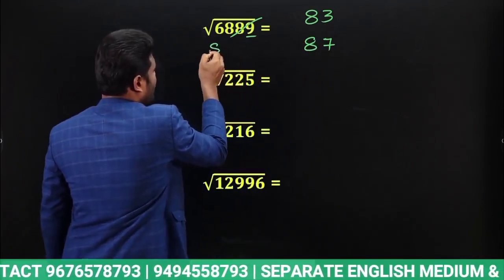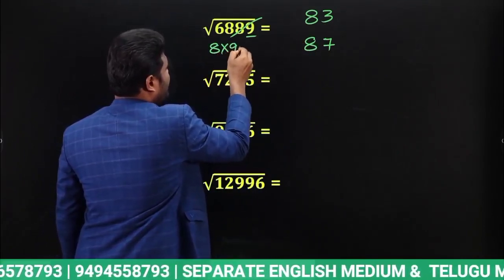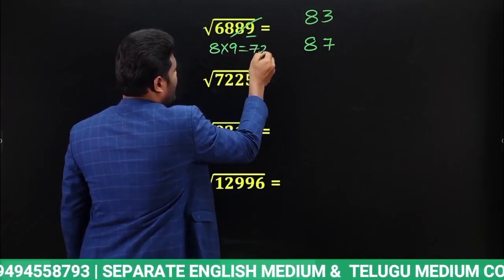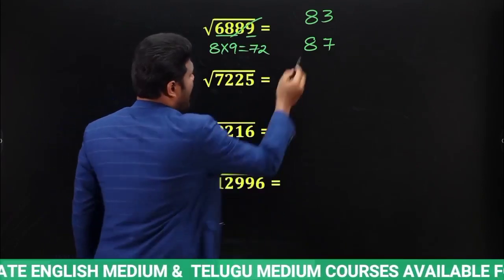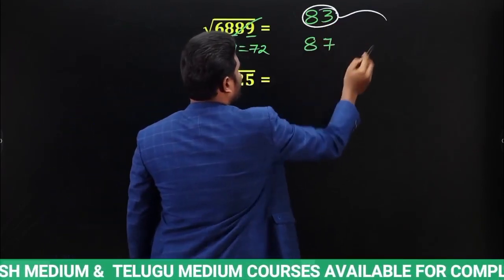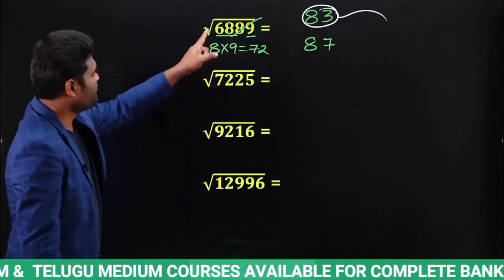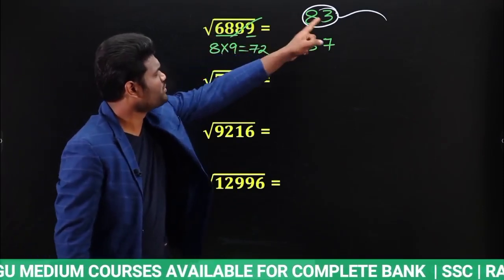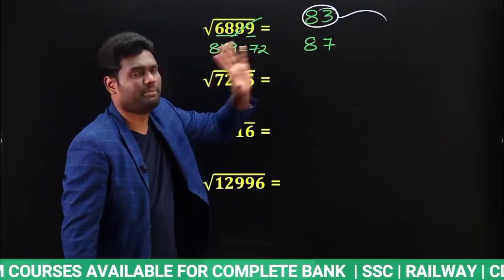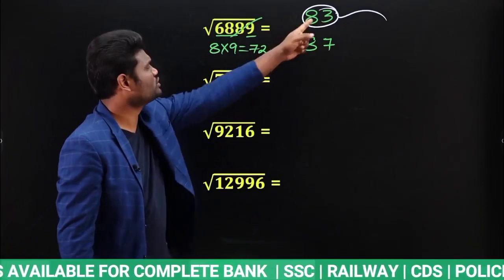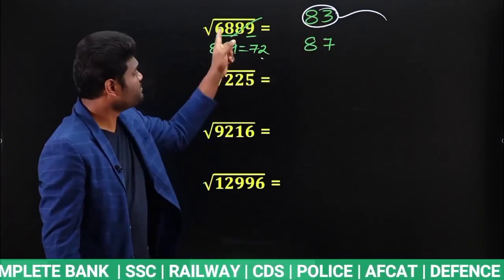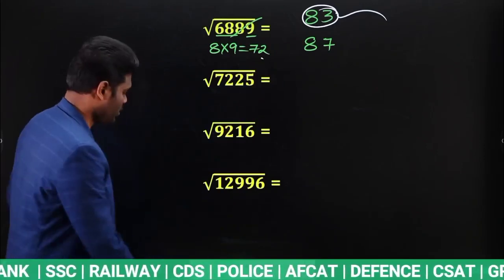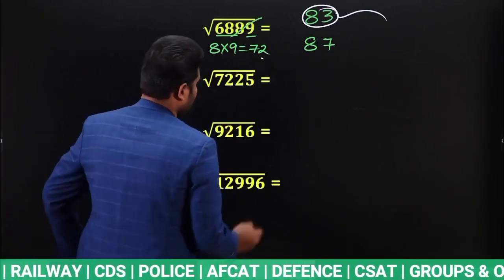Next step, what you have to do? 8 multiplied with the next number. 8 9 times it is going to be 72. Now if you observe, 68 is less than 72. As 68 is less, our value should be a smaller value. Smaller value means 83. Simple. If your value is smaller, the answer should be smaller. If the value is bigger, the answer should be bigger. 68 is less than 72. So as it is small, it is going to be 83. If it is bigger, then it is going to be 87. Okay. Let's go for the next question.